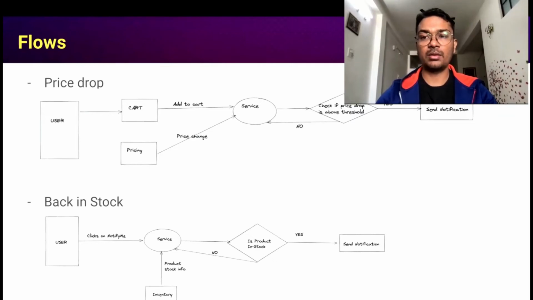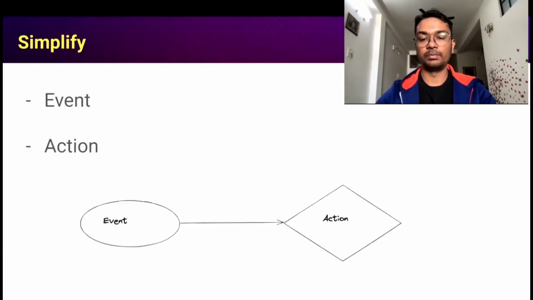So with these flow diagrams, we can identify a pattern and generalize this problem. At a high level, all these components can be distinguished with these units. So there is an event and there is an action. Events are the signals triggered by the user or the system, by the user like an add to cart event or a wish list event, and the actions are the actions which should be taken after such an event happens, like triggering a notification to the user.